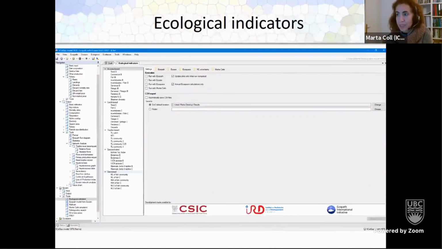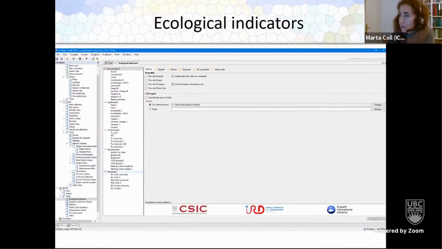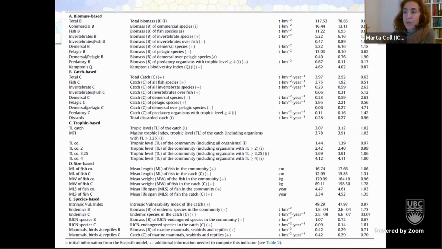So that's a warning, because I have been impairing my hard disk sometimes, just forgetting about turning this off. And especially if you turn on these automatically saved CSV files, then you are done for a while with your computer. So be careful with that. But before doing that, what you need to do, so you can see here, some of these indicators tell you information about fish or invertebrates or demersal parts of your system, pelagic.